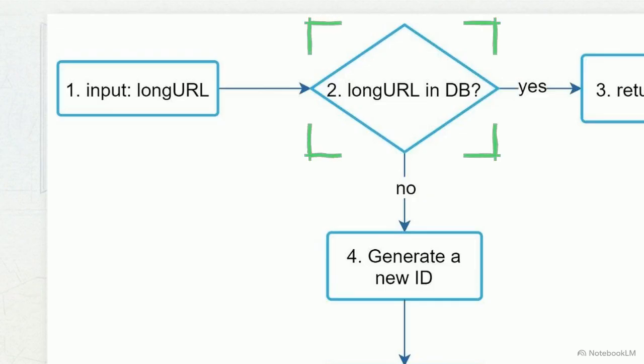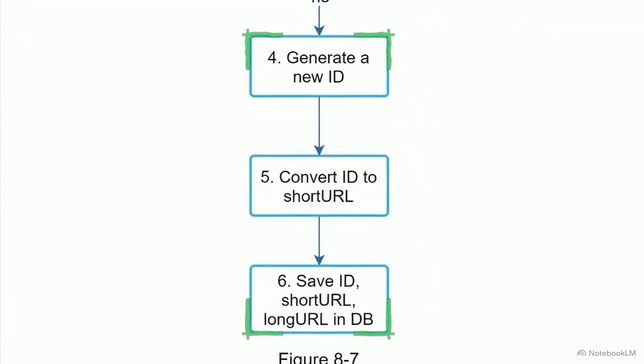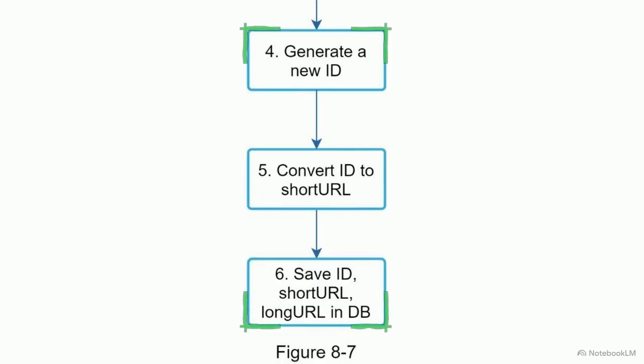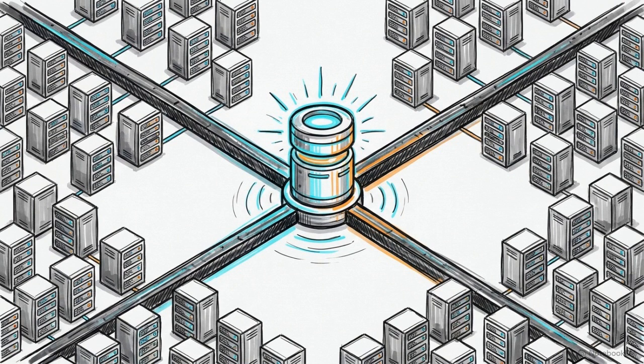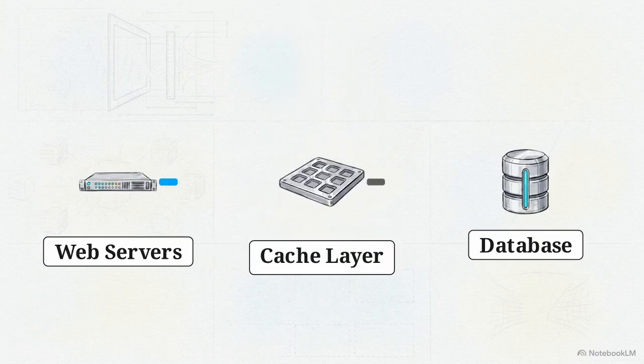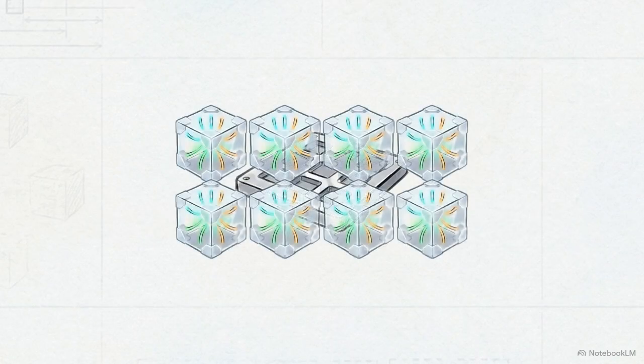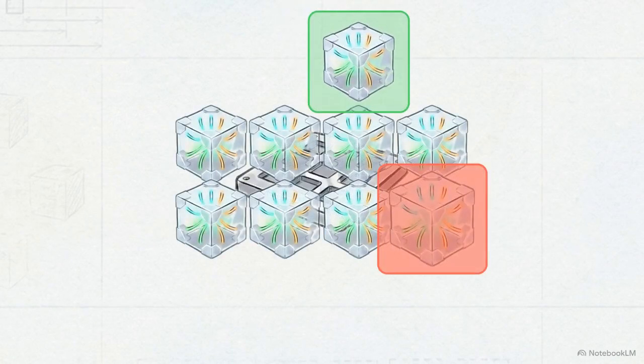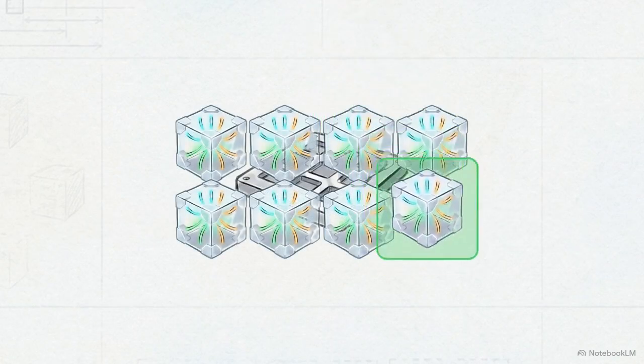The shortening flow begins by checking the database for the input URL. If it is new, the system generates a unique ID, converts it to a short URL, and saves the new record. The unique ID generator is the central state management component, ensuring every worker server in the cluster receives a globally unique identifier. To maintain high performance on the read path, we introduce a cache layer between the web servers and the database. As the cache reaches capacity, eviction policies like least recently used, or LRU, remove the oldest data to make room for new redirects.